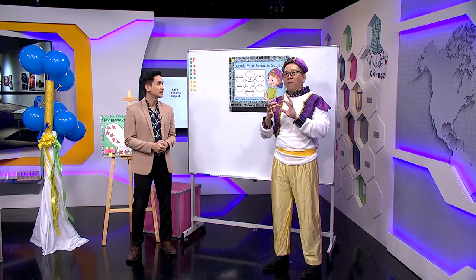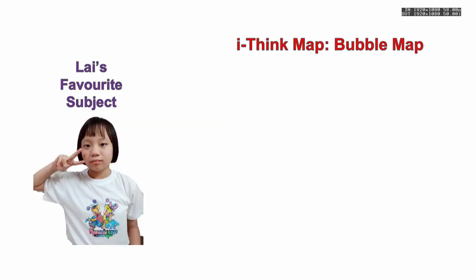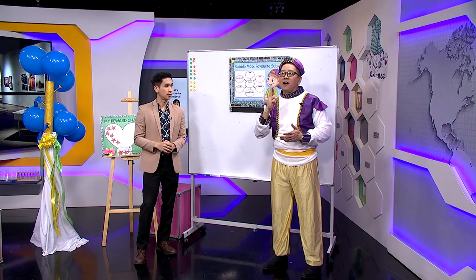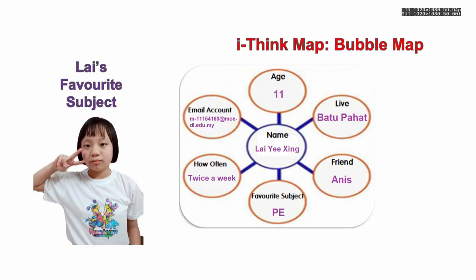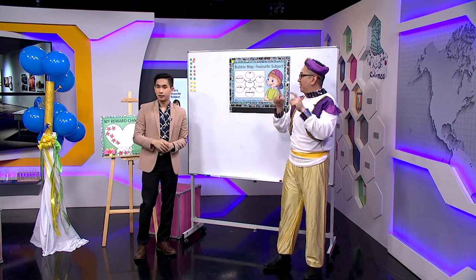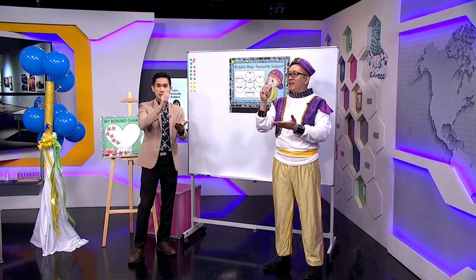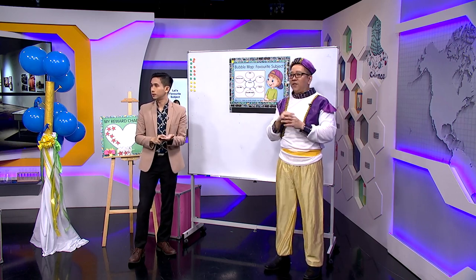Let's see what's next. One of my students sent an email reply to me. Let's see that email. Her name is Lai. Lai is going to tell us her favorite subject. This one is her bubble map. Let's read together. Name, age 11. Live in Batu Pahat. Friend, Anis. Favorite subject is the same as Chris, PE. How often? She has PE twice a week. And then this is the valid email account.